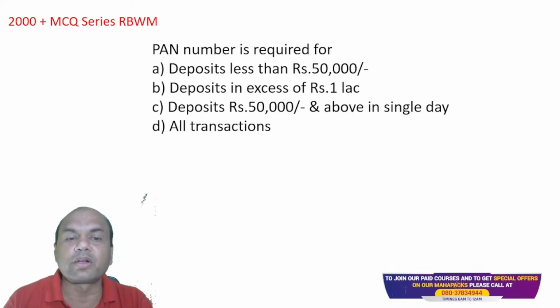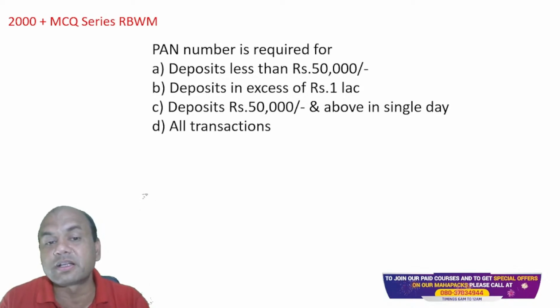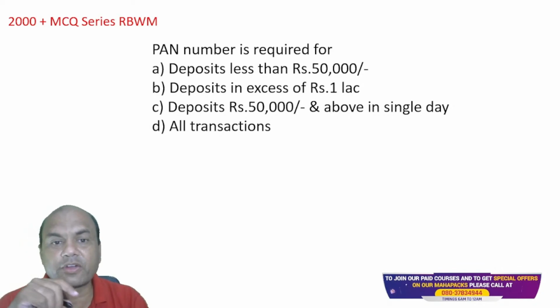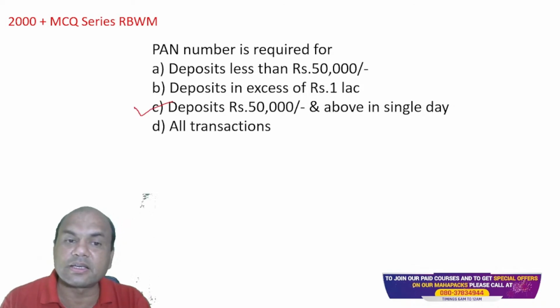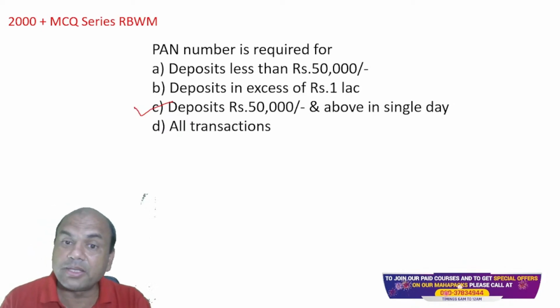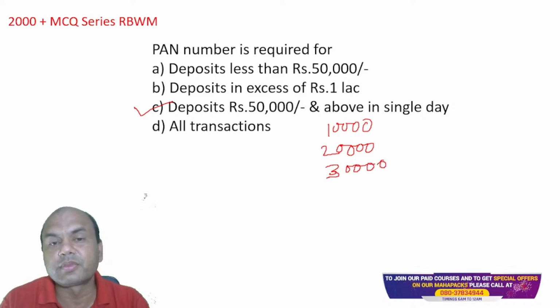PAN number is required for what? Deposits less than 50,000, deposit in excess of 1 lakh, deposit of 50,000 and above in a single day, all of the transactions. What is the correct answer? See, this is the correct answer: for any deposit above 50,000 in a single day. Remember this, single day means suppose I deposit 10,000 now, then I deposit again 20,000 after some time, then again 30,000 after some time. Then I'll be requiring the PAN. So in a single day, got it?